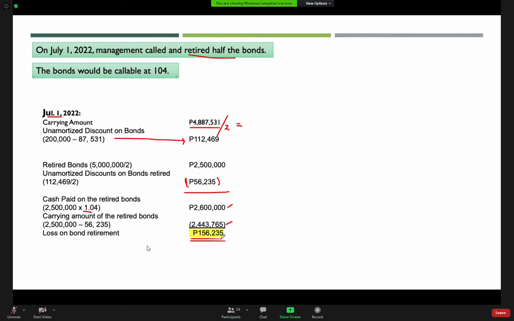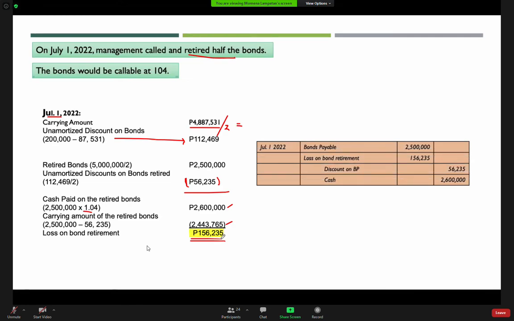Okay? So, ang journal entry natin during the retirement will be debit. Of course, you have to cancel out the liability, kaya di-debit natin yung bonds payable. I-credit natin yung related unamortized discount. And then, i-credit din natin yung total cash na binayaran natin. Okay? To retire the bond. Then, the difference, we identified here how much is the loss. So, debit yung loss on bond retirement.